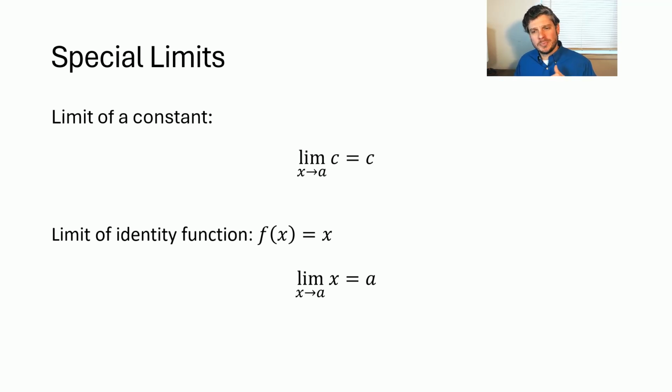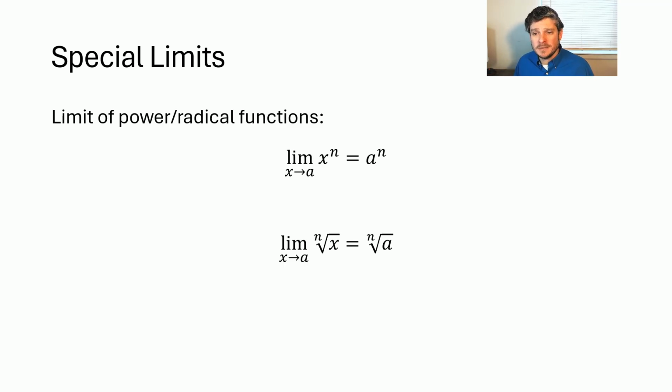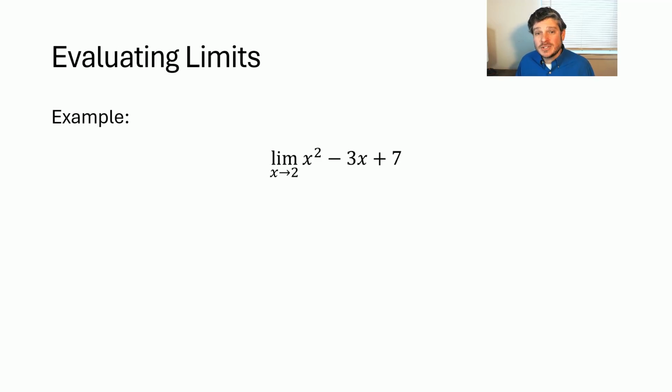Well, then the nice part is that if I know these two special limits, which I can prove, and I apply my other limit laws, well, that means that I also have the limit of these power and these radical functions as well. So if I have the limit as x approaches a of x to the n, well, that's just going to equal a to the n. Basically, I can just plug it in. The same thing with my roots. I can always just kind of plug it in, as long as that limit exists. And so this makes evaluating limits really nice.